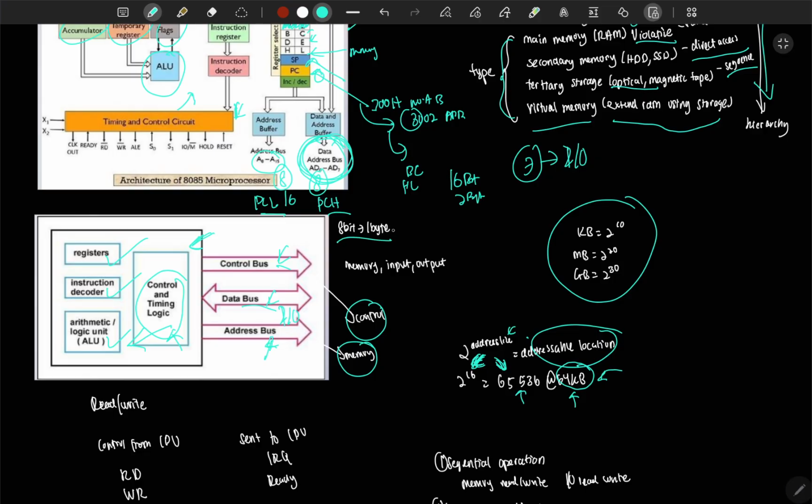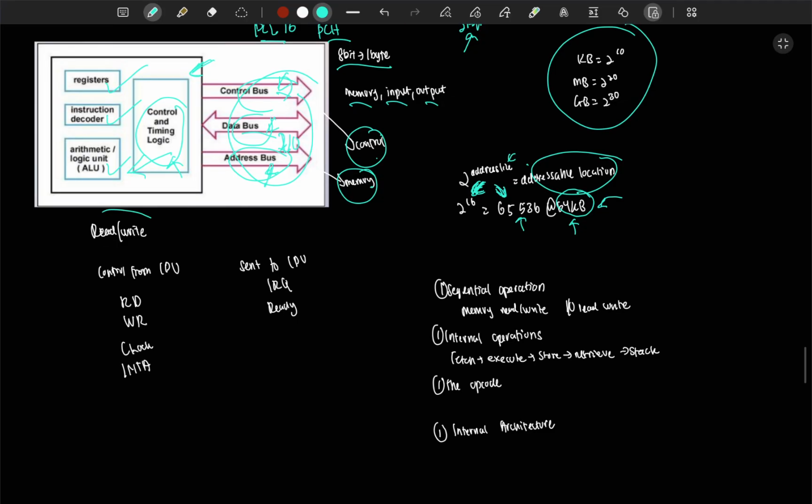So 8 bits is equivalent to 1 byte, as I said here, and these are all connected to memory and input and output, because input and output need memory locations, they need data to transfer, and they also need control to be controlled.